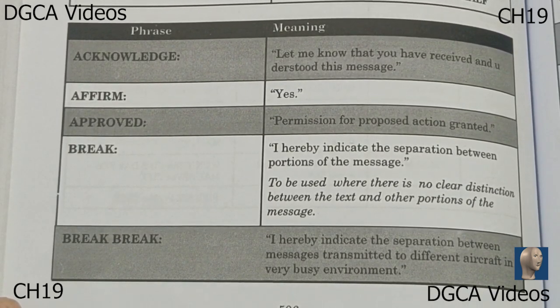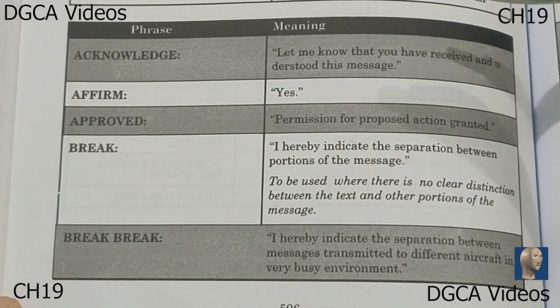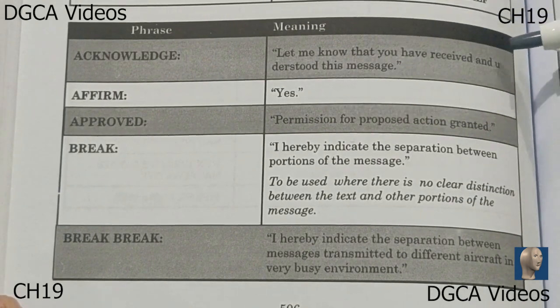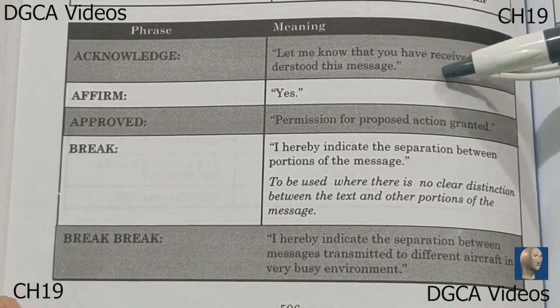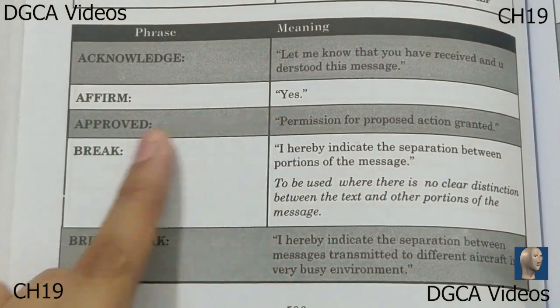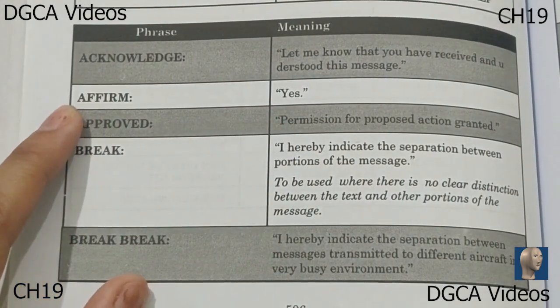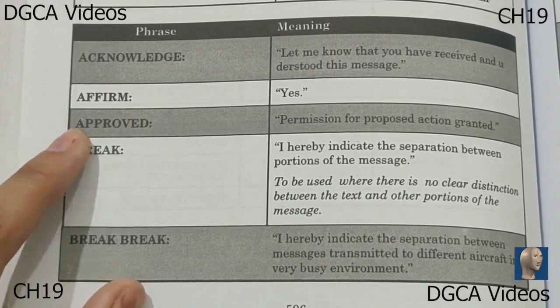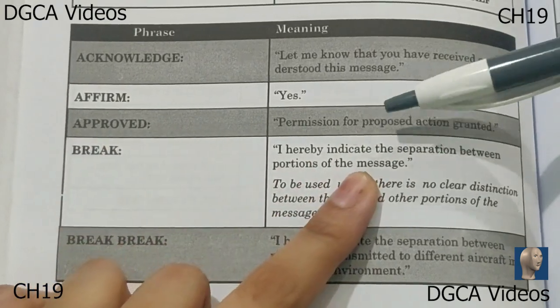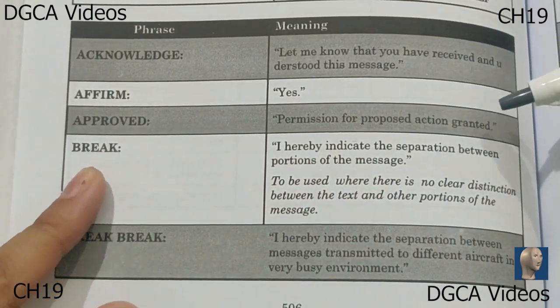Now I have to tell you about certain phrases and their meanings which are very commonly used in aviation communication. So acknowledge, this means let me know that you have received and you understood the message. Affirm is yes. You don't call it affirm, you call it affirm. Okay. And approved means permission for proposed action granted.